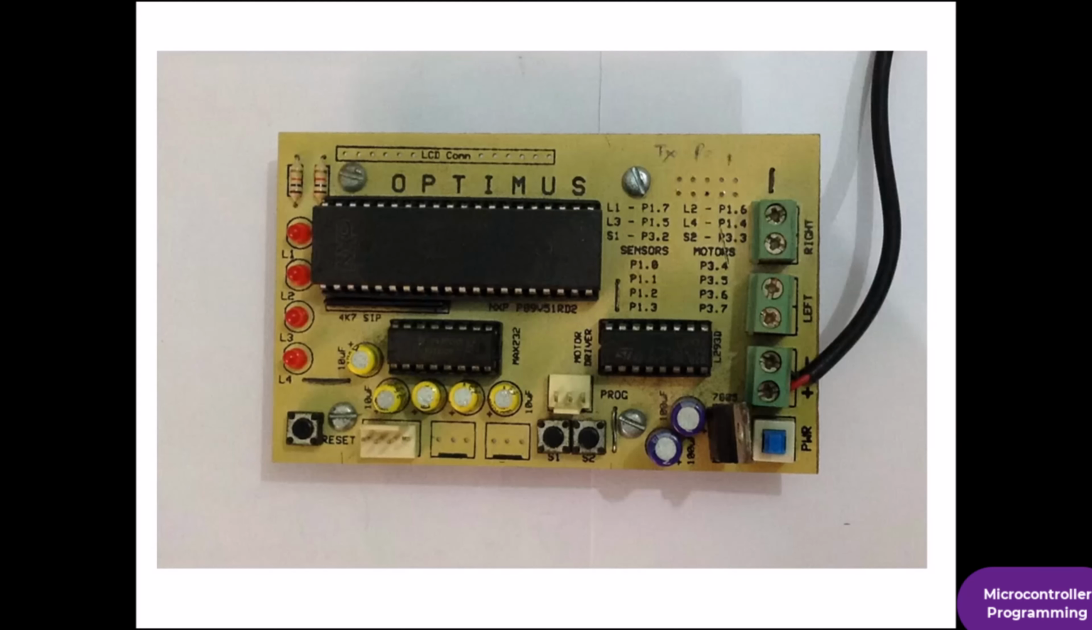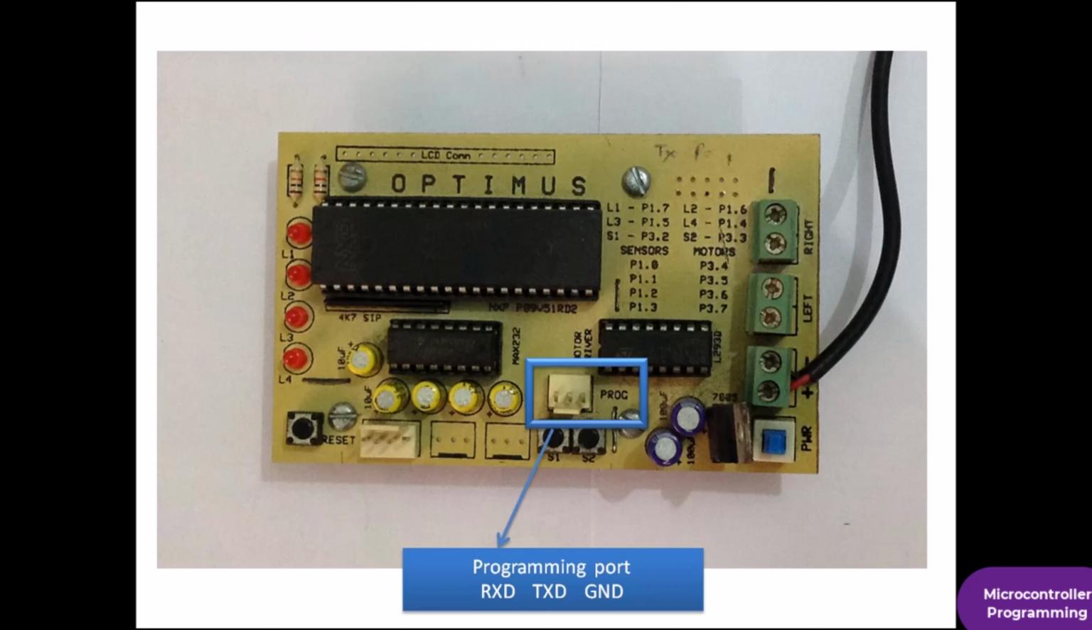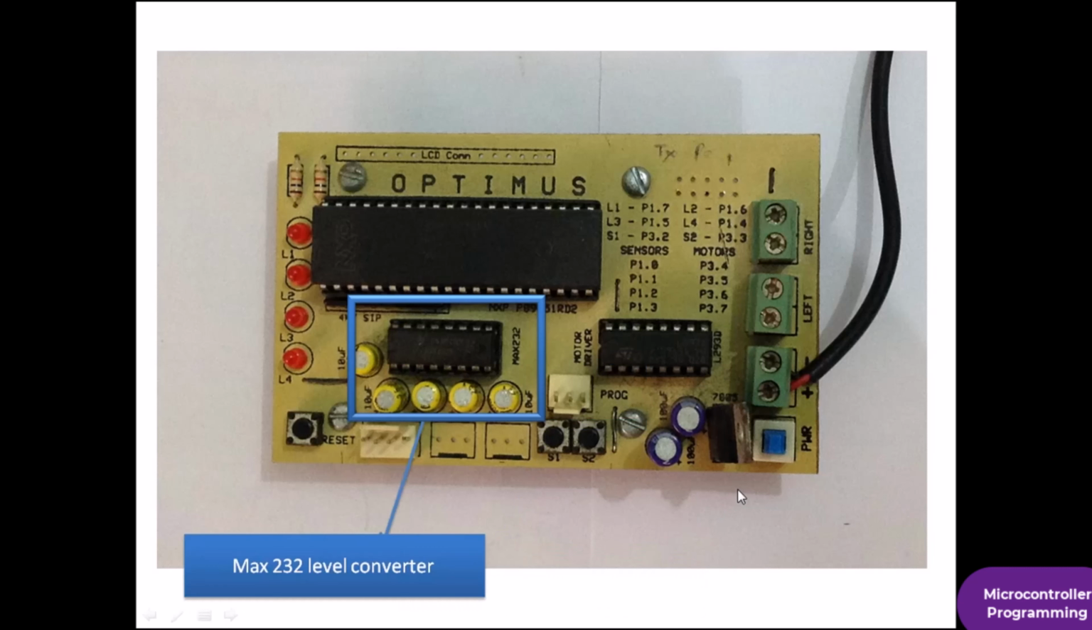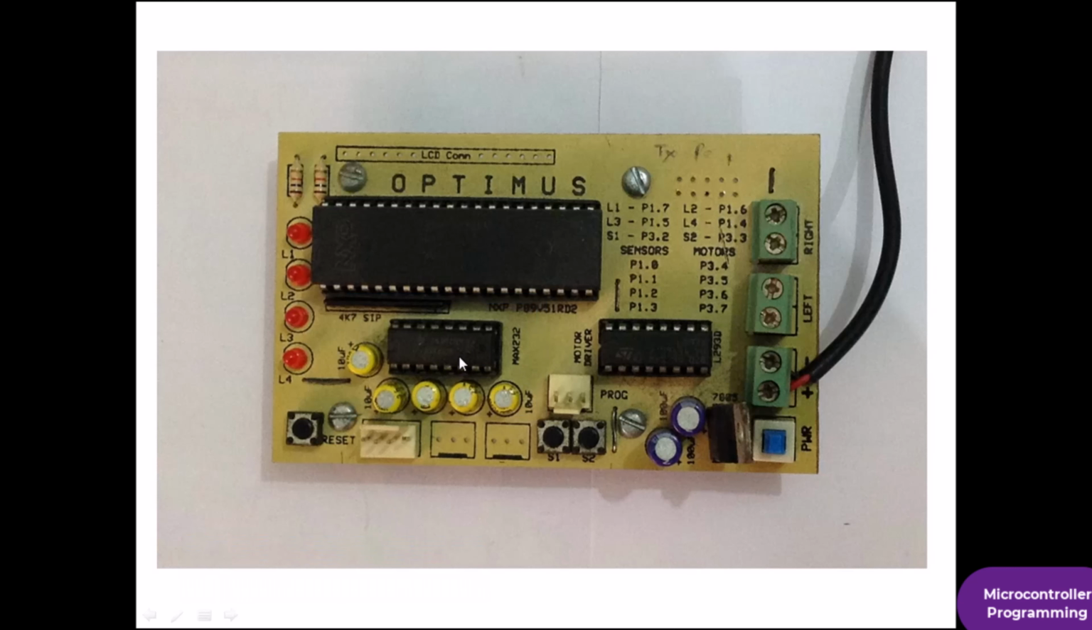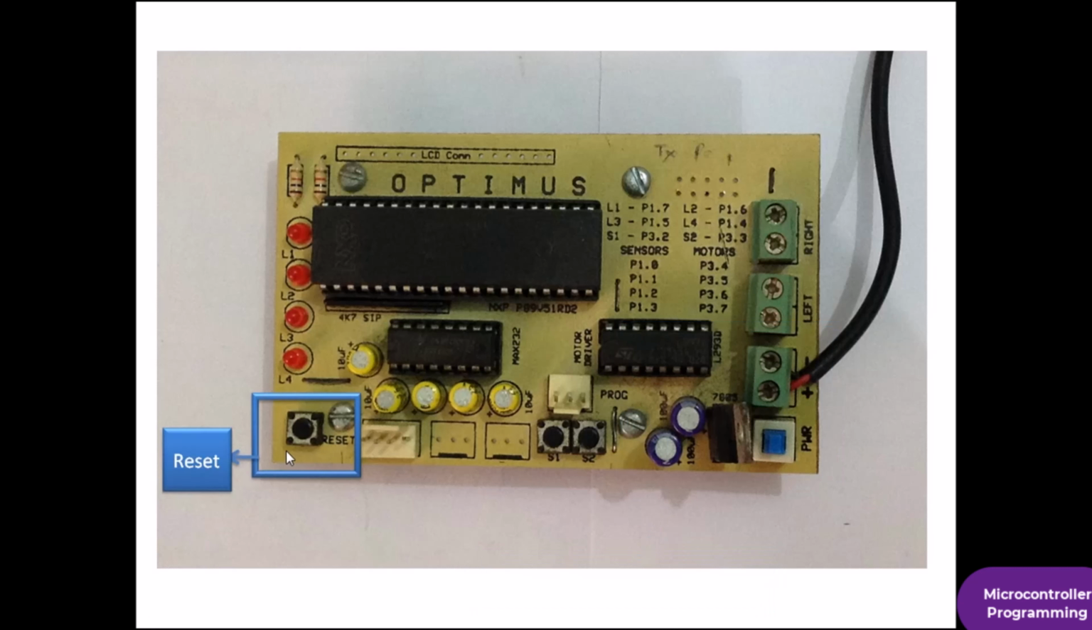Here is the 8051 microcontroller board that I am using to demonstrate how you can burn the code from the PC to the microcontroller. This board has the P89V51RD2 microcontroller from NXP. Here is the program slot, which has 3 different pins: TXD, RXD and ground. Here are the MAX232 level converter IC, the power supply, and the reset button.